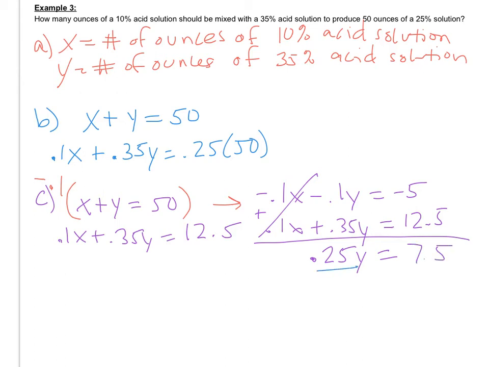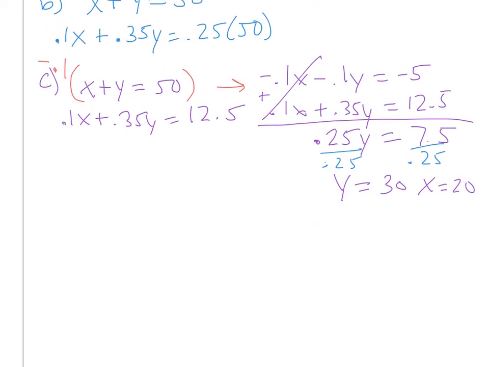Then I can divide both sides by 0.25. And I get an answer that y is equal to 30. Well, if y is equal to 30 and x plus y is equal to 50, so y is 30, that means x has to be 20. And then for my final answer, I'm going to have to write my complete sentence.